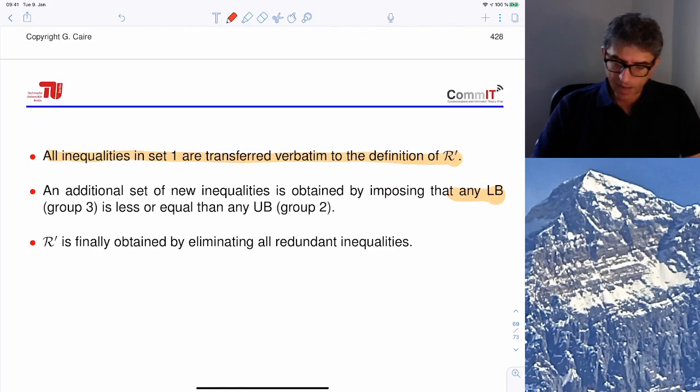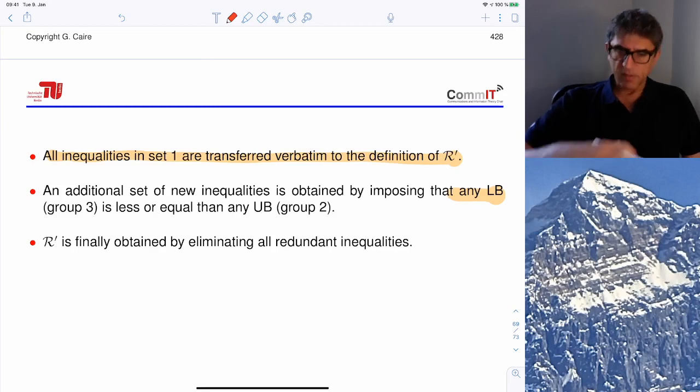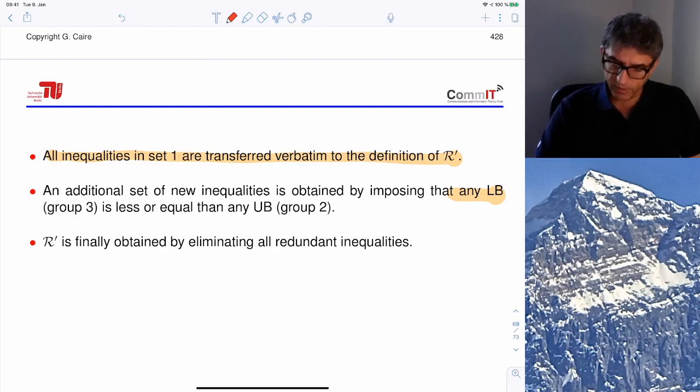Of course, at the end, many of these inequalities may be redundant. So in this way, we somehow blow up the number of inequalities, but then we have to do some reduction and identify what inequalities are redundant.